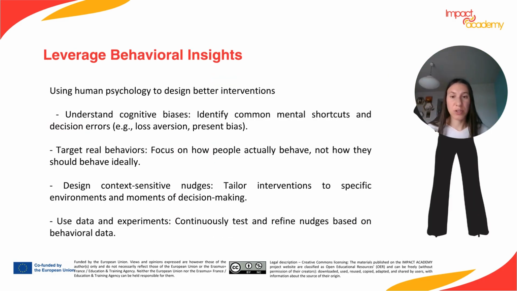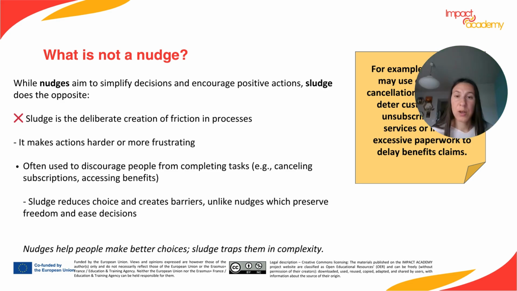Using human psychology to design better interventions, we can understand cognitive biases and identify common mental shortcuts and decision errors. We can target real behaviors, focusing on how people actually behave, not how they should ideally behave. Design context sensitive nudges: tailor interventions to specific environments and moments of decision making. Use data and experiments, and continuously test and refine nudges based on behavioral data. What is not a nudge?